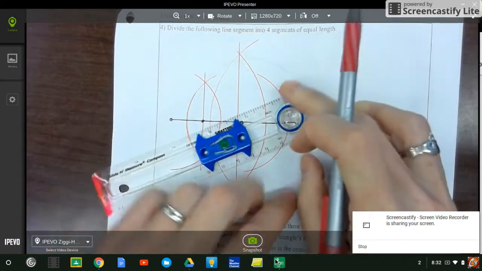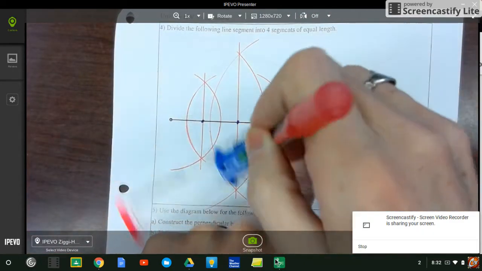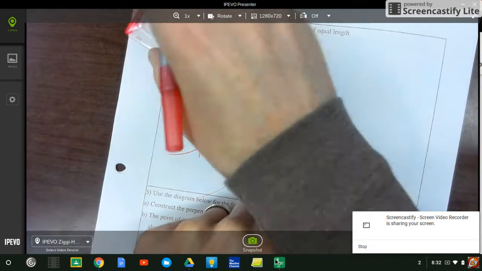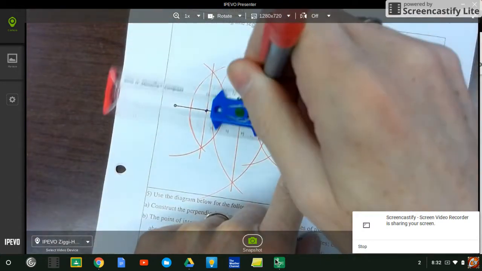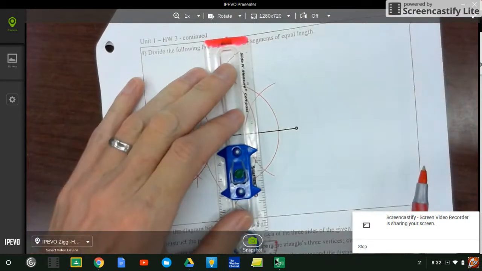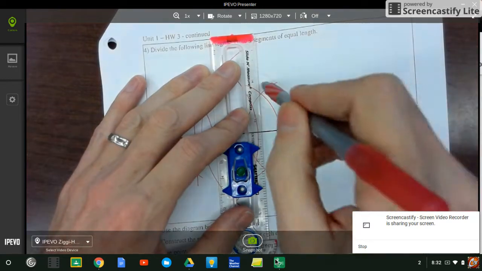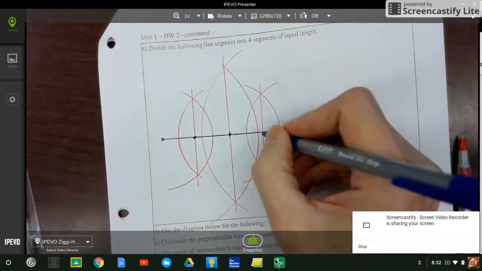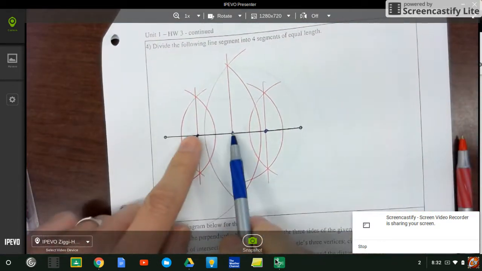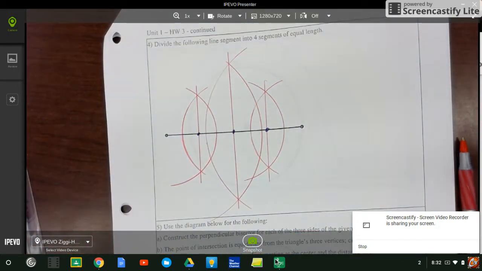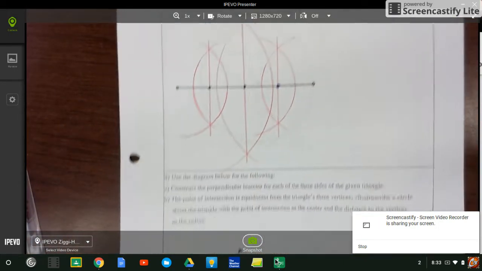So just remember that a bisector is going to break things into 2 equal parts. And if I want to break into 4 equal parts, I have to do more than one bisector. And there we go. 4 equal sections. 1, 2, 3, 4. Okay. So let's take a look at the next one.